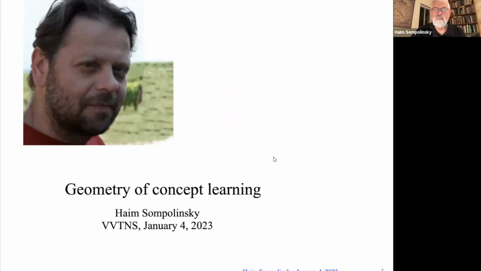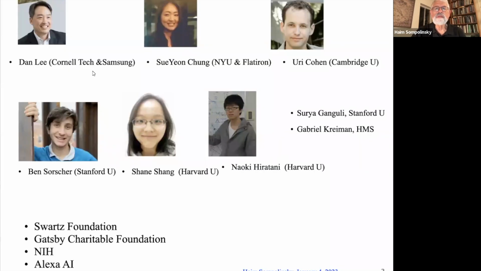So my talk is about the geometry of concept learning. Before I start, I would like to introduce my colleagues. These are my collaborators on several projects which aim to develop an understanding of the neural representations of, I would say, higher visual cognition beyond simple features like orientation and motion, etc.